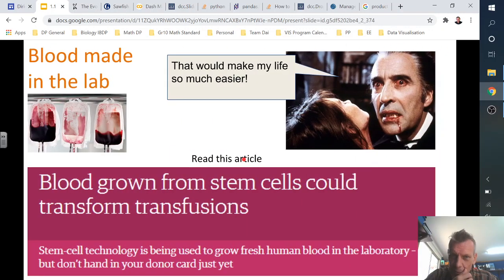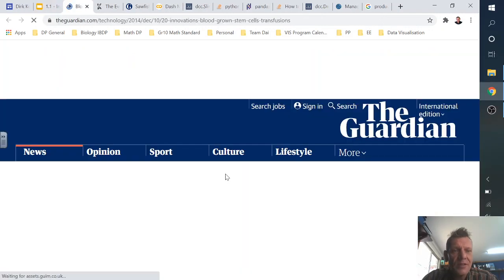Now, blood made in the lab is also interesting. Read the article, I would say. This article is from the Guardian.